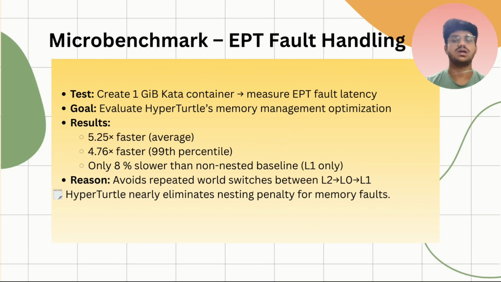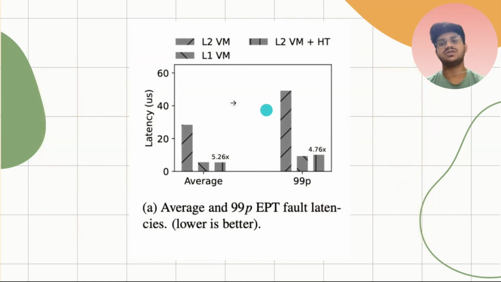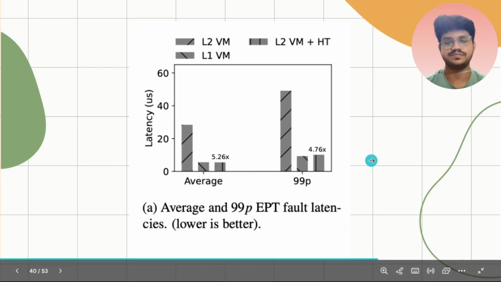So why is this happening? Because we are avoiding repeated world switches. This bar shows nested virtualization without HyperTurtle, this is nested virtualization with HyperTurtle, and this means normal virtualization, not a nested one. You can see that by using HyperTurtle, the performance gain is around 5.26 times, which is nearly the same as a non-nested virtual machine. A similar result is also visible in the case of the 99th percentile.